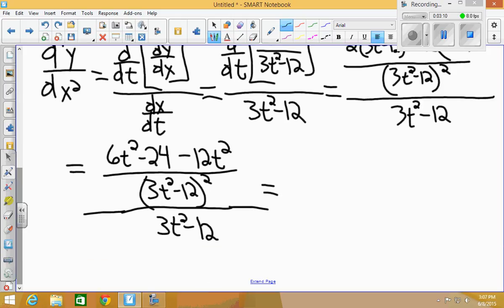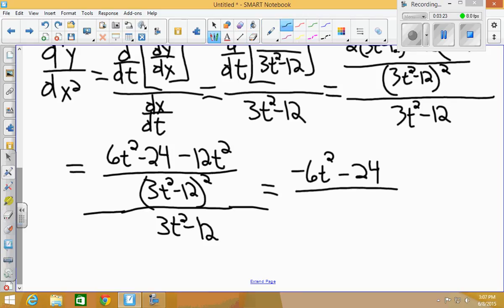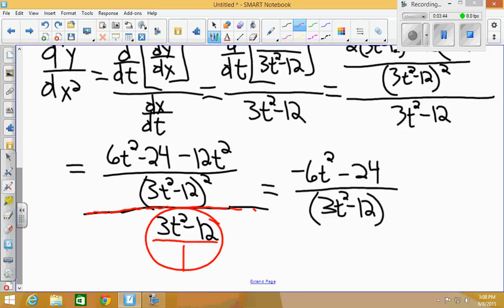Okay, combining like terms, 6t squared minus 12t squared is negative 6t squared minus 24. Said 24 and wrote 12. Divided by 3t squared minus 12. Notice here that if we say 3t squared minus 12 divided by 1, doing this division really means that you multiply by the reciprocal of this denominator. And so really in the end we would have a 3t squared minus 12 cubed here. And so our second derivative of y with respect to x is negative 6t squared minus 24 over 3t squared minus 12 cubed.